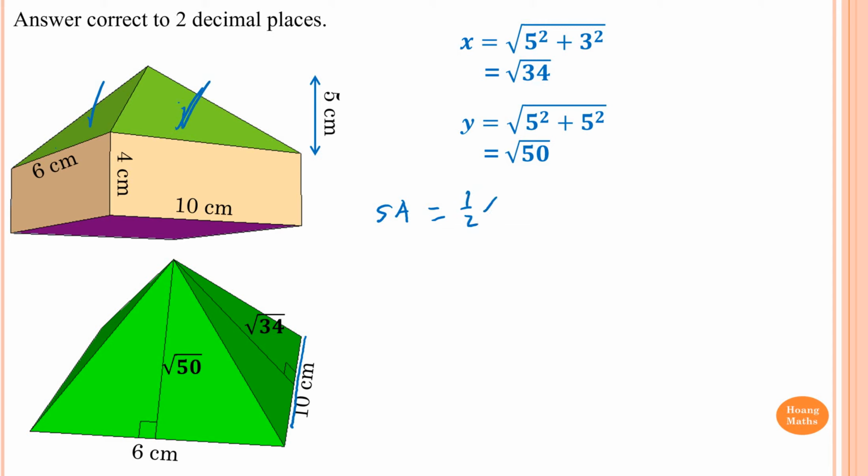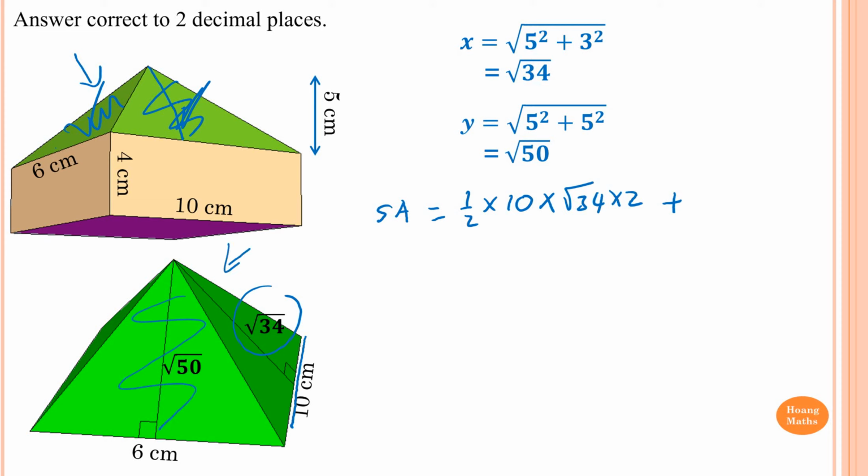a half times base, which is 10, times the perpendicular height. Perpendicular height is this one here, which is square root of 34. And then the front, this side here, and the back here are the same, so times by 2. Then we add this side here, and the back here are the same, so we double up, which is a half times base 6 times perpendicular height square root of 50, and we times by 2. Now the top is done.